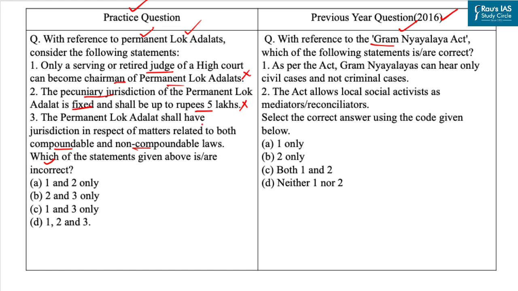For example, voluntarily causing hurt by dangerous weapons or means. So here, the permanent Lok Adalat shall have no jurisdiction in respect of any matter relating to an offence not compoundable under any law. So with this, our third statement is incorrect. So here, our correct answer is option D, that is 1, 2 and 3. Answer of this PYQ is option B, that is 2 only.